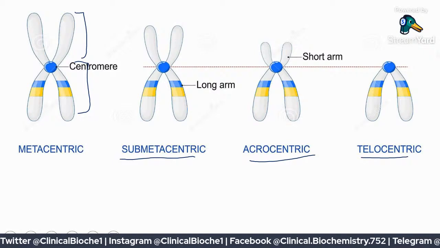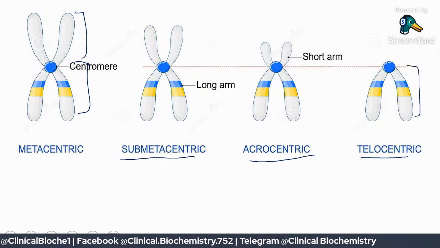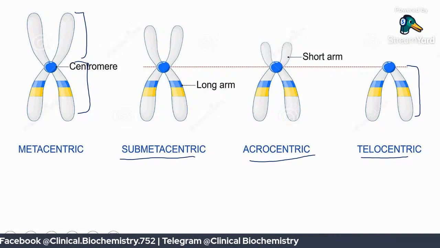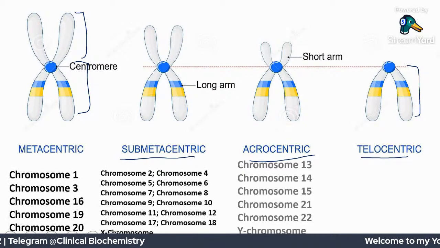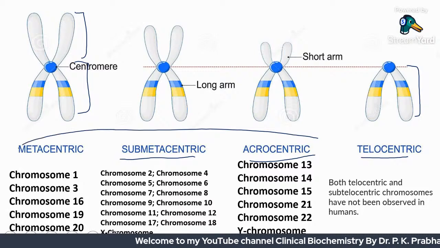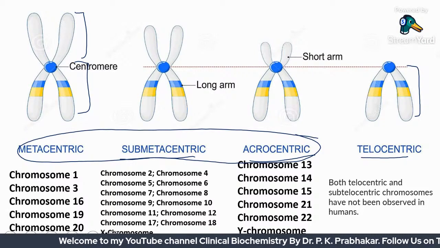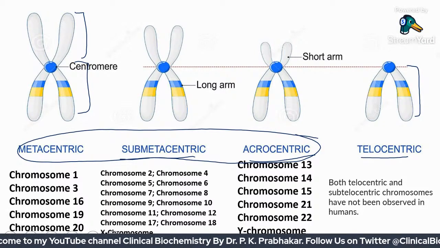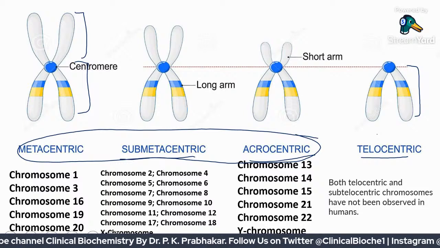So one arm is zero, null, no arm is there. Only one Q arm will be there. Then we are having subtelocentric also. So these are different types of chromosomes. Like in our case, all the chromosomes are falling in these three categories only: metacentric, submetacentric, and acrocentric. We don't have any telocentric chromosomes in our cells.